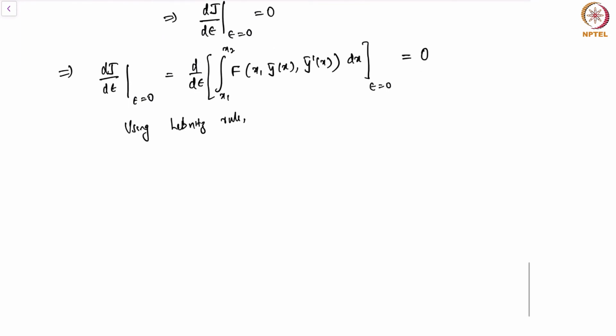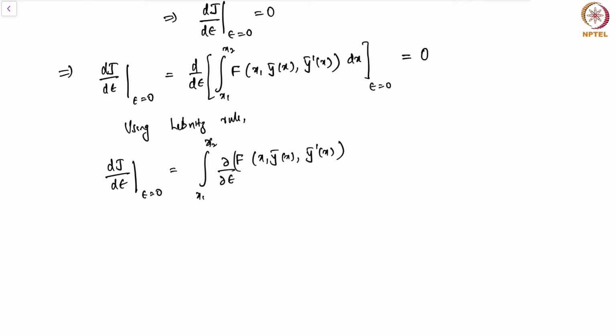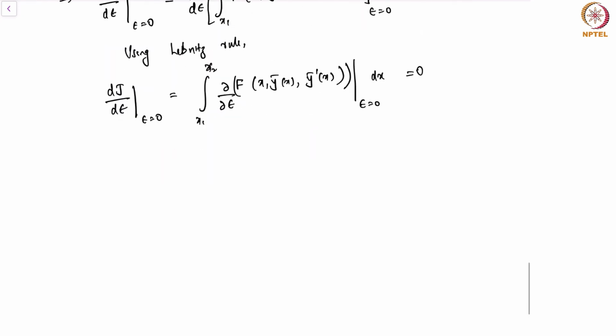we essentially have dJ by d epsilon at epsilon equal to 0, and I can take the derivative inside: the integral from x1 to x2 of del by del epsilon of f of x, y bar and y bar prime of x, at epsilon equal to 0, dx. This is equal to 0. That's what we want. Now how do we basically proceed further?